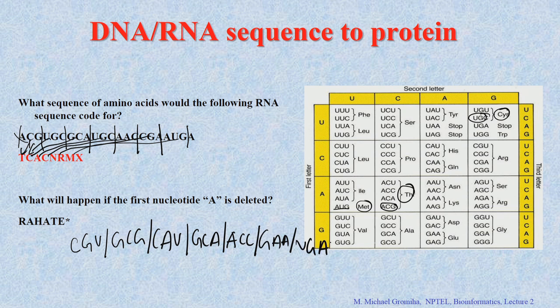So, now CGU codes for arginine, this is alanine, this is histidine, GCA alanine, T, GAA E, and UGA is the stop codon, so they put a stop codon here. So, if you remove one single nucleotide, this is totally different. So, if you have a DNA sequence and we look for the protein sequence, we should know exactly where the codon starts, otherwise you will get a different protein sequence.